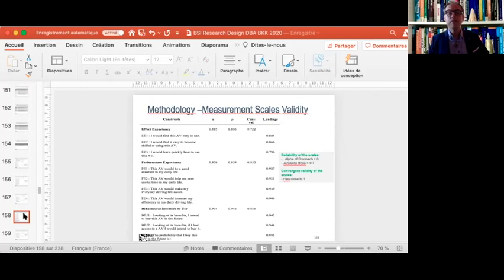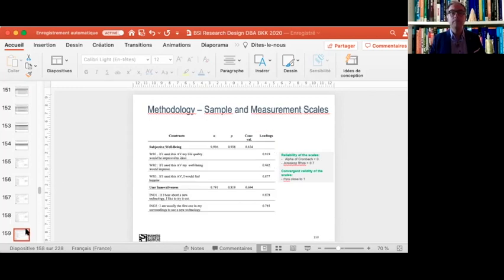Effort expectancy, performance expectancy, and behavioral intention to use also have high reliability and convergent validity, because the Cronbach alpha is again higher than 0.7, the Jöreskog rho is above 0.7, whereas the convergent validity rho is close to 1. And subjective well-being is also satisfactory in terms of psychometrical properties.